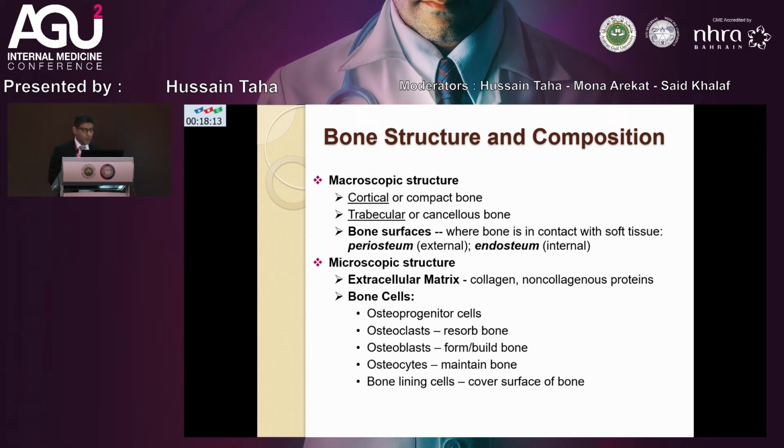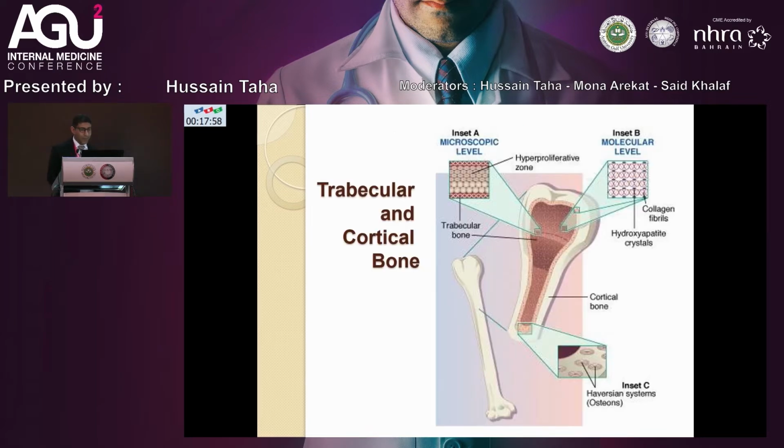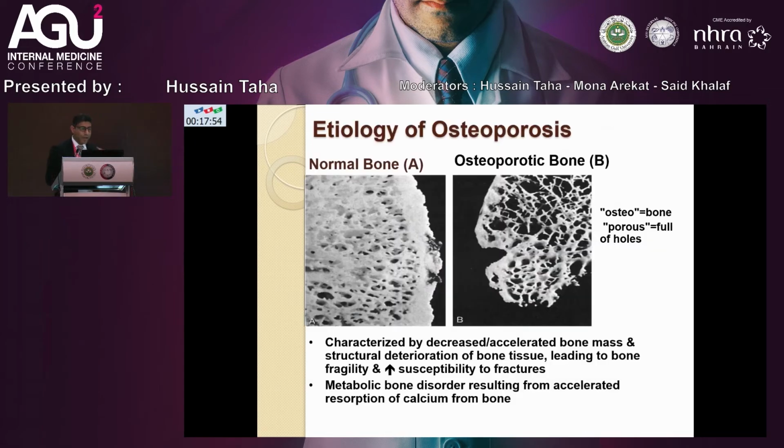What about the macroscopic structure of the bone? It is cortical or trabecular, as I said. On the bone surface, we have endosteum and periosteum. The microscopic structure is the extracellular matrix and the bone cells: osteoprogenitor, osteoblast, and so on. This is the structure of the bone from inside, microscopic. And here is a comparison between normal bone, filled with compact cortical and cancellous bone, and bone filled with holes.